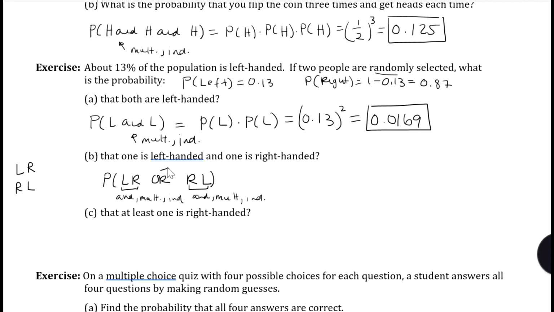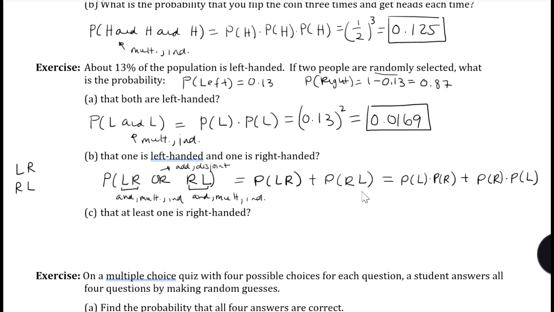Okay, this "or," it's going to make us do the addition rule. And we have to think about, can you simultaneously be this event and this event? You can't, so they're going to be disjoint. Okay, so probability that we're going to have left and then right, plus probability we're going to have right and then left. Okay, so again, this is multiplication, so there's going to be multiplication of these two probabilities. So probability of left times probability of right plus probability of right times probability of left.